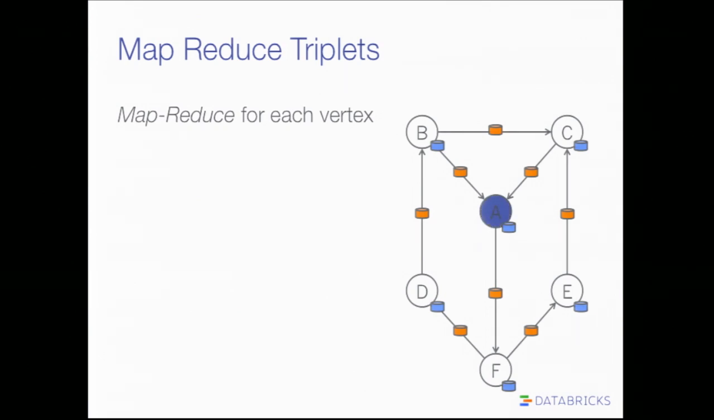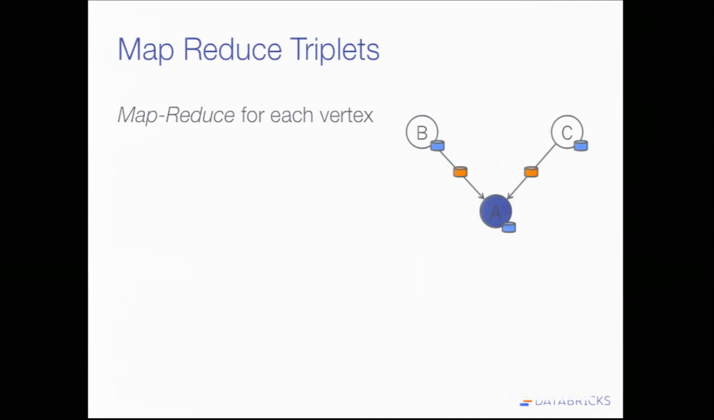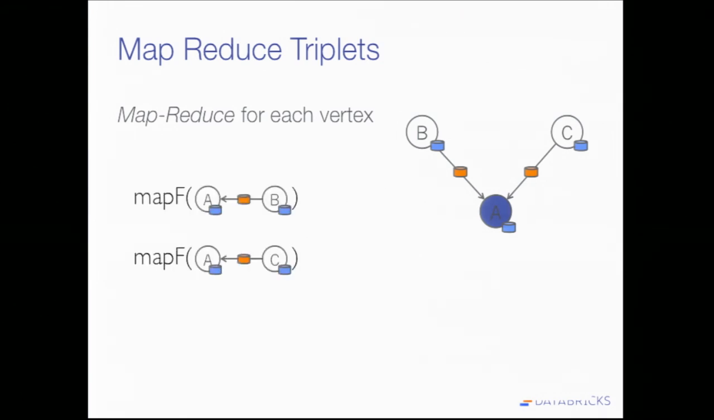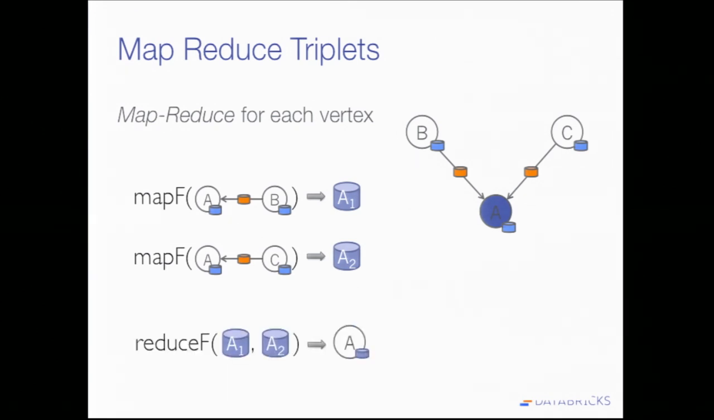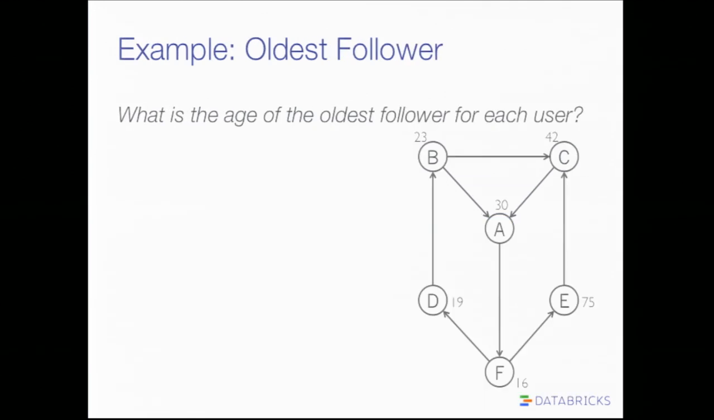So here the map function runs on the adjacent triplets to A. Here just the in edges, but we could run on just the out edges, or both in edges and out edges, and so it produces some results. And then the reduce function sums the results of the map function and yields the new value for A. And of course, we can use this to express a bunch of algorithms.